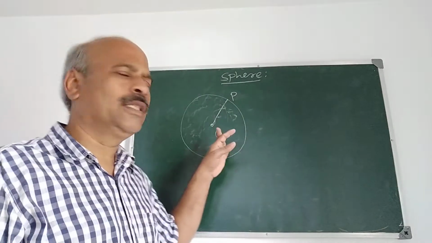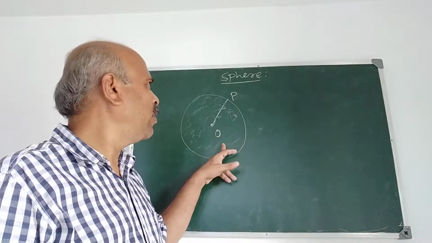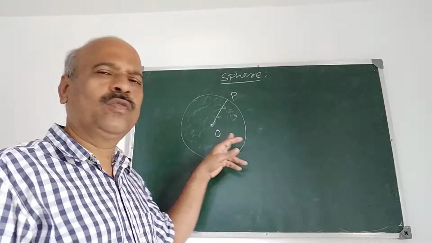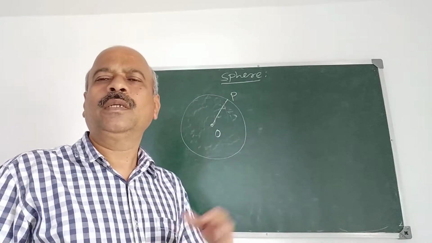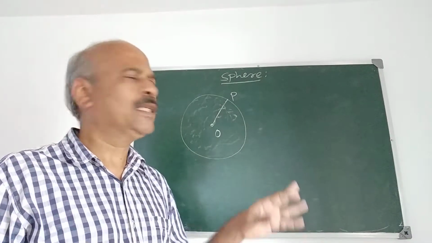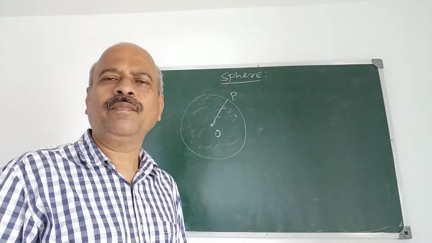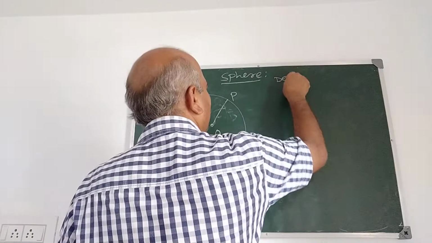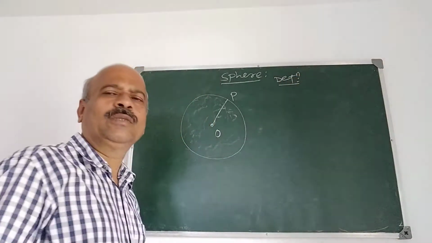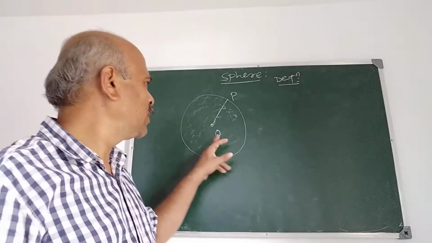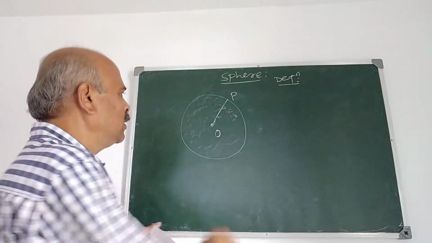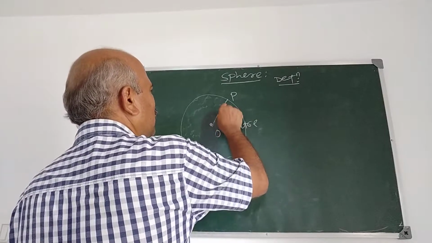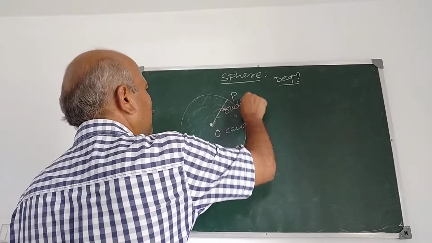We study this sphere in terms of the locus of a point, and we study it analytically. Analytically means we derive the equation and we study the properties of the geometrical figure by studying the properties of that algebraic equation. That is called analytical geometry. Now, definition: a sphere is the locus of a point which moves such that its distance from a fixed point is always constant. This fixed point is called the center, and the constant distance is called the radius of the sphere.